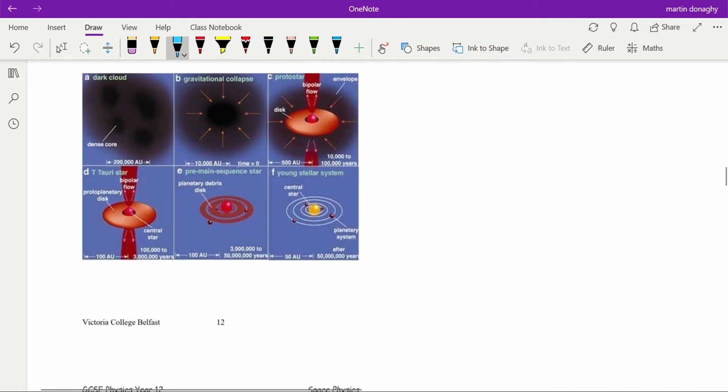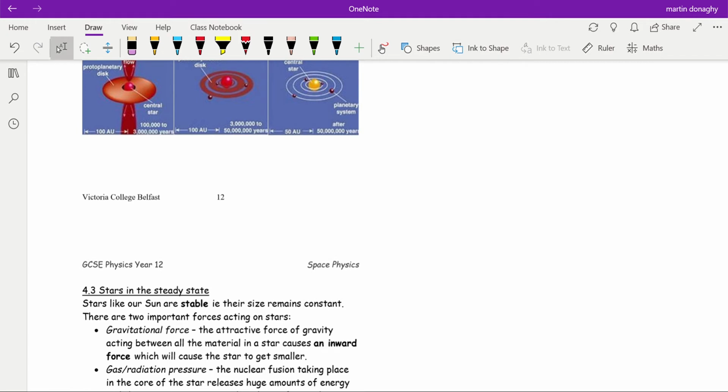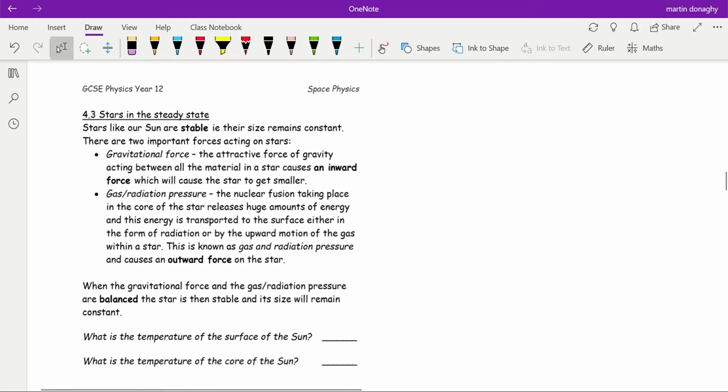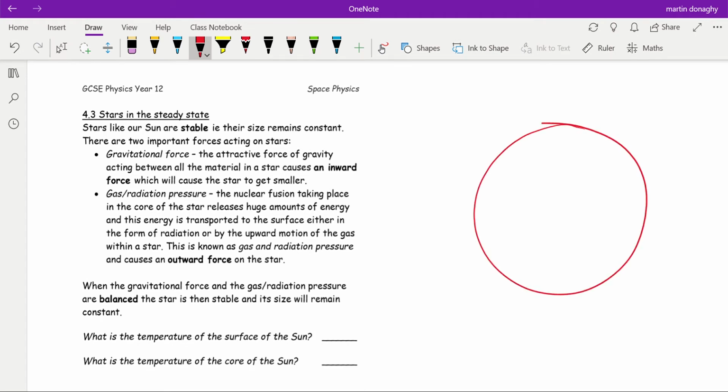So once our star is born, it becomes a main sequence star, and it is in a steady state. So we have our ball of hydrogen gas, nuclear fusion happening at the core, but the key thing here is gravity still acts. Gravity is constantly trying to pull that star inwards towards the center. And if there was nothing to counteract that, the star would just get smaller and smaller and smaller and hotter and hotter and hotter.